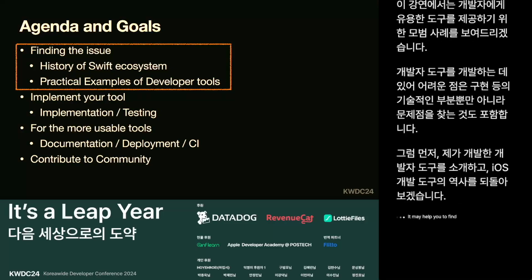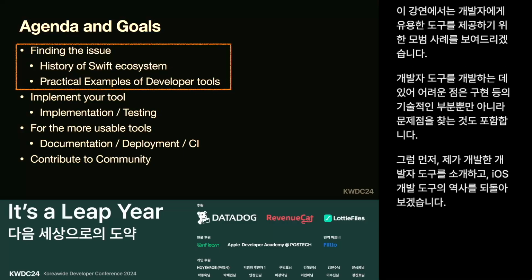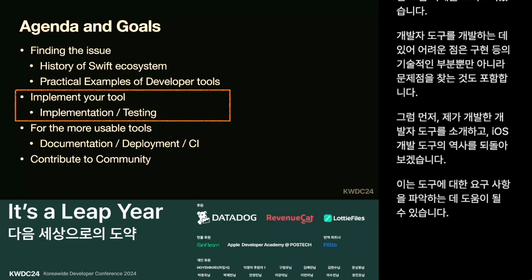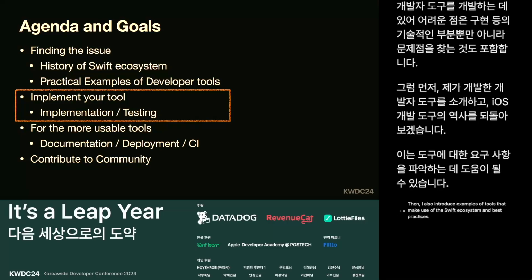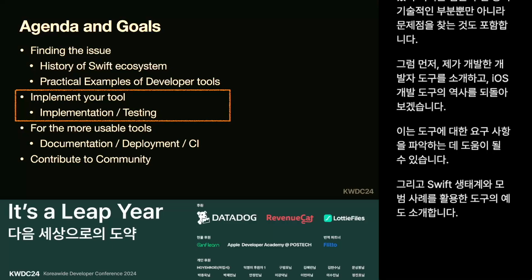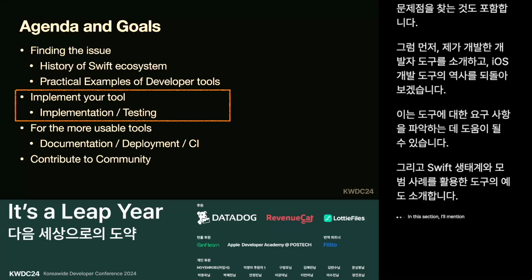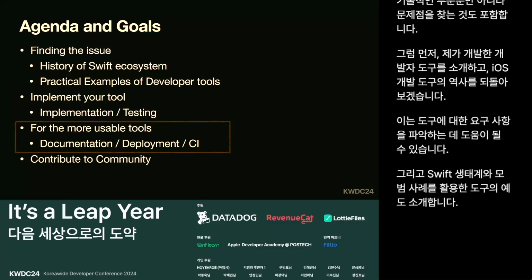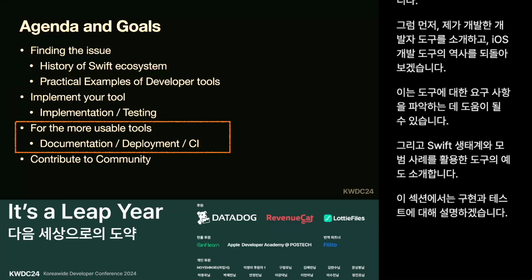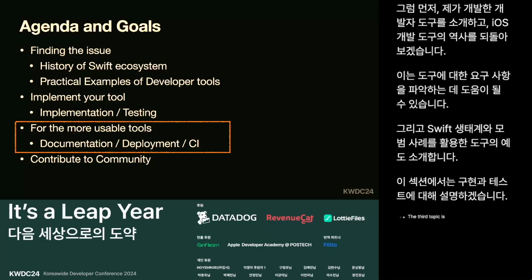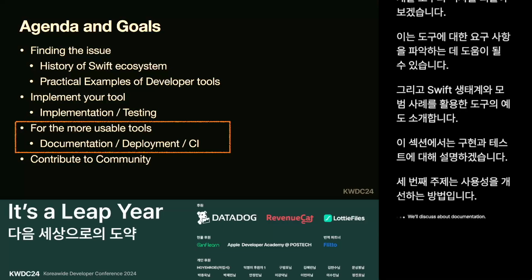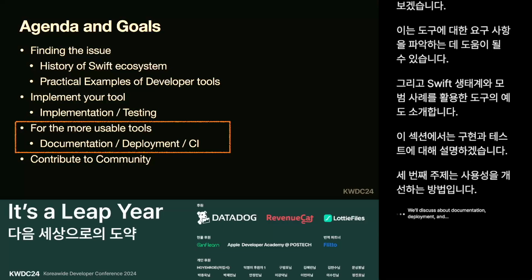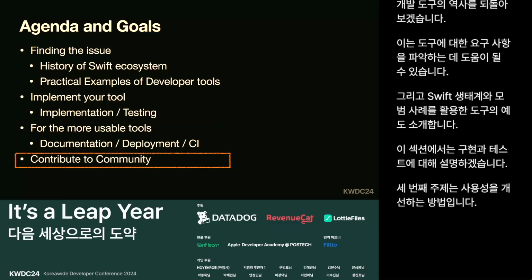It may help you to find the demands of the tools. Then, I also introduce examples of tools that make use of the Swift ecosystem and best practices. In this section, I'll mention implementation and testing. The third topic is how to improve usability. We'll discuss about documentation, deployment, and building CI flows.